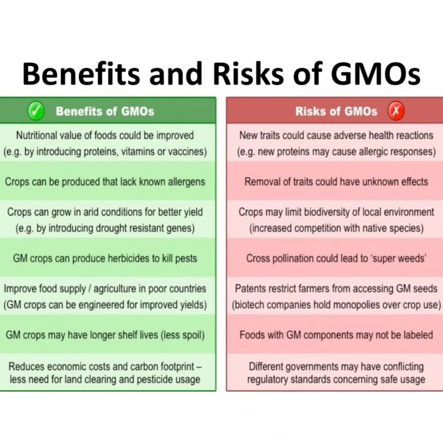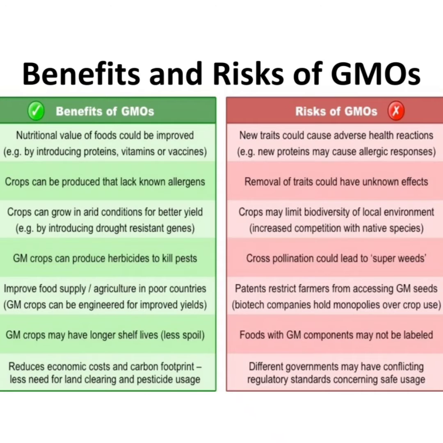The risk, crops may limit biodiversity of local environment, increase competition with native species. The genetically modified crops can produce herbicides to kill pests, whereas the cross-pollination could lead to superweeds is one of the risks. Improve food supply, agriculture in poor countries. So genetically modified crops can be engineered for improved yields, whereas the patents restrict farmers from accessing genetically modified seeds. Biotech companies hold monopolies over the crop usage.